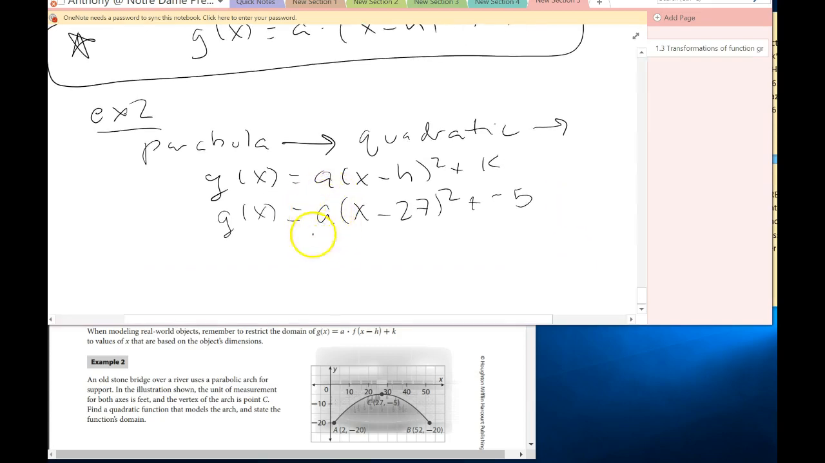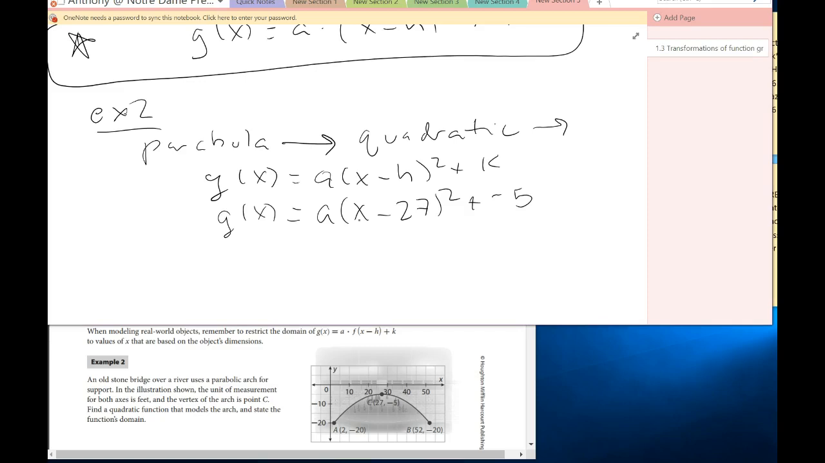I'm almost done. The only thing I need to do to write my quadratic equation is figure out this a value. It says then find the quadratic function that models the arch and state the function's domain. So to find this a, what do I have here? I have an equation with 3 variables: a y-coordinate, this a coefficient, and an x-coordinate. If I can find some other point on my function, some other x, y that's not the vertex, I can plug that in for the x and y here and use it to solve for a. If I look at my function, I'm given 2 such points, point A here and point B here.